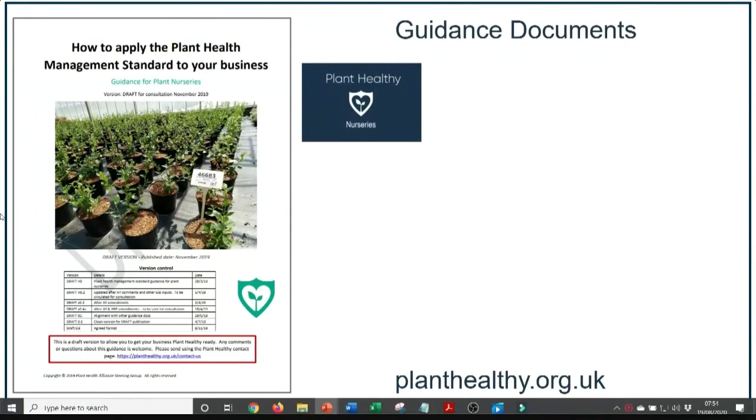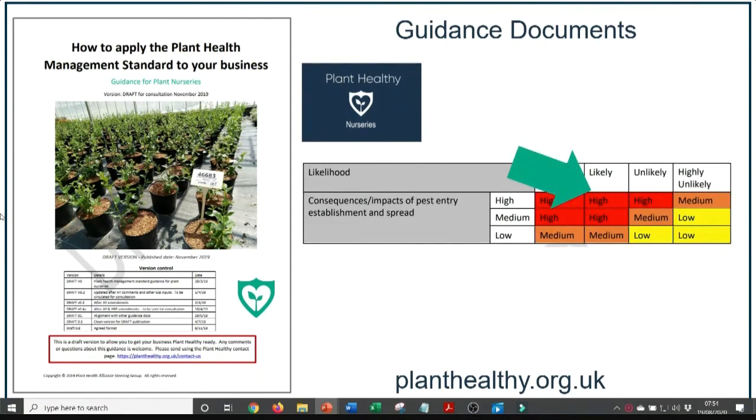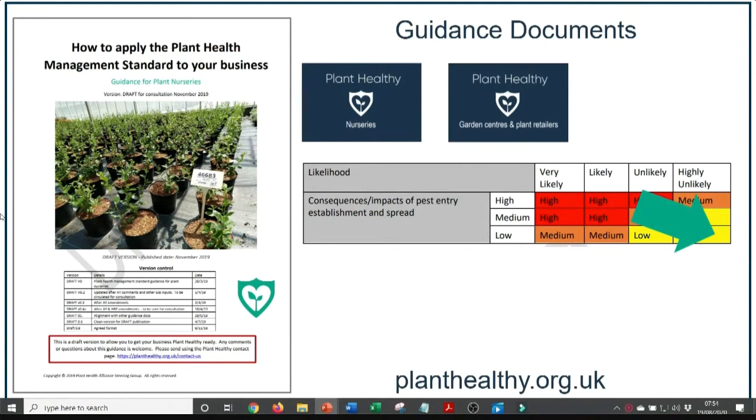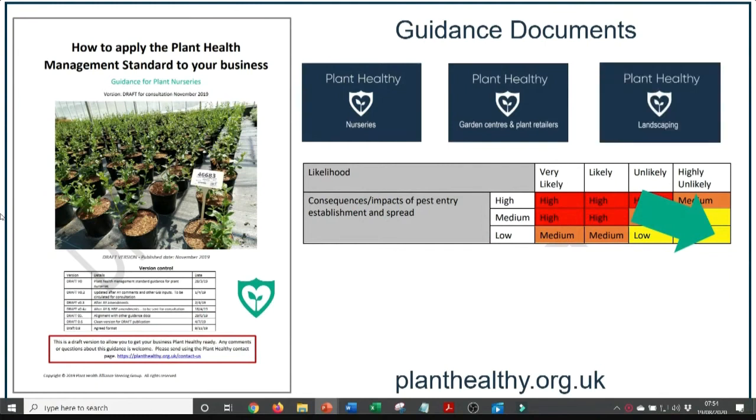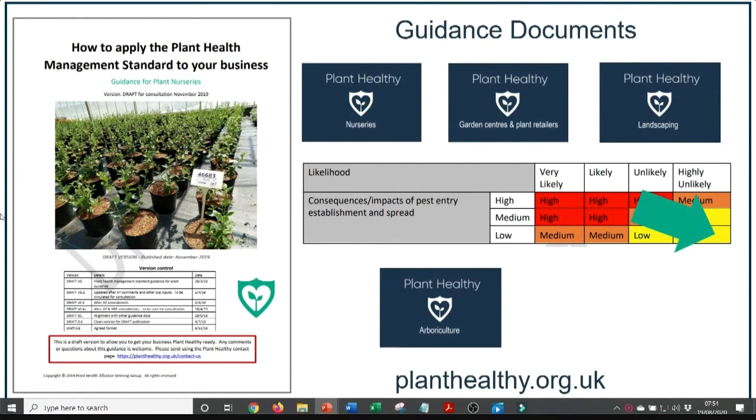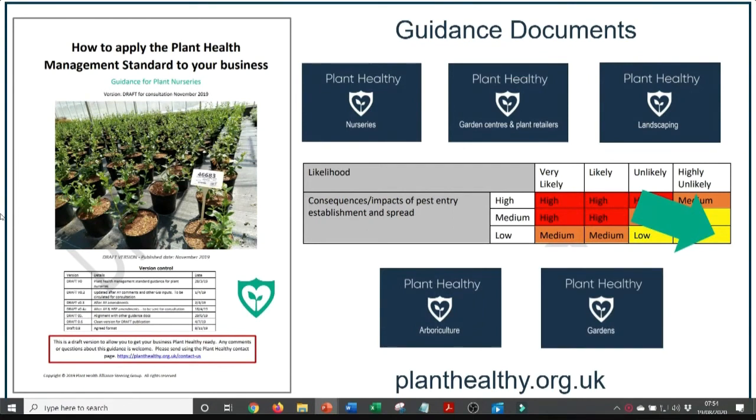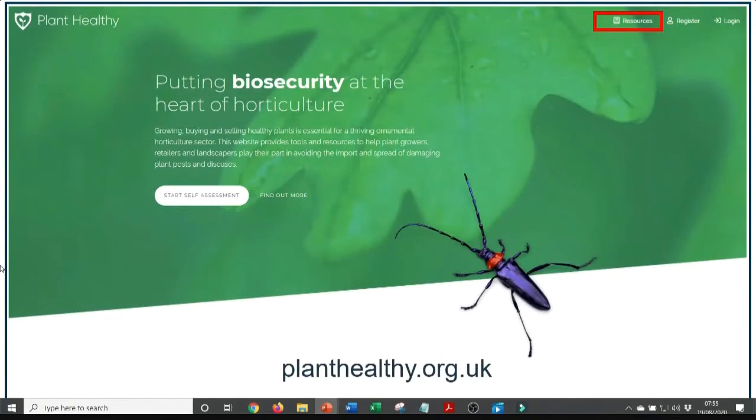On the Plant Healthy website, there are guidance documents that assist businesses and organizations to conduct a pest risk analysis. By following this guidance, the aim is to reduce risk to an acceptable level of protection. On the left-hand side is the nursery guidance document. We also have guidance for garden centers and plant retailers, landscapers, arboricultural firms, and public gardens. These resources can be found on the Plant Healthy website under the Resources section.